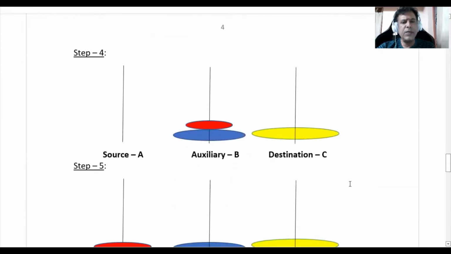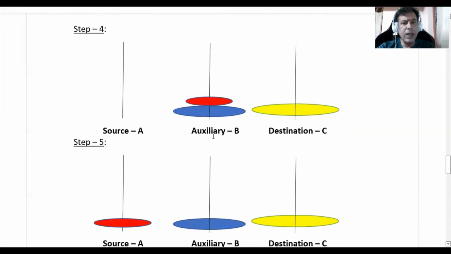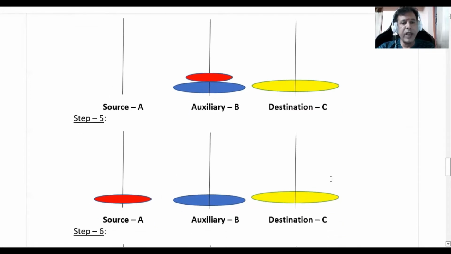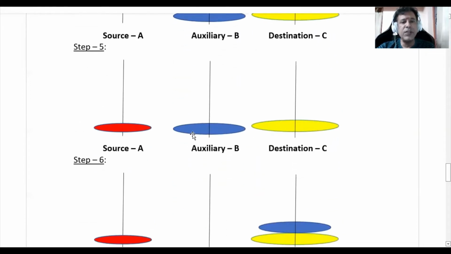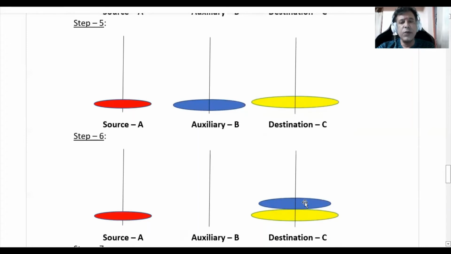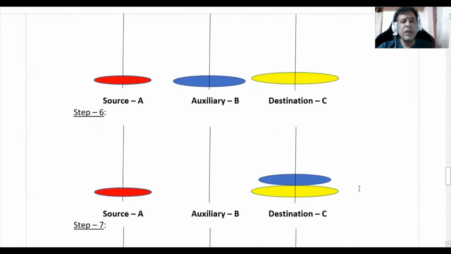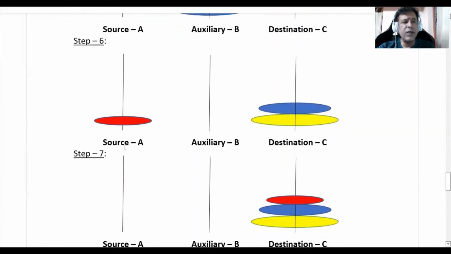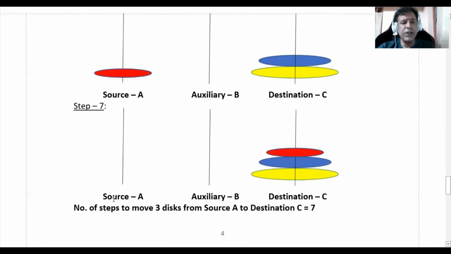Then subsequently, I can take this red disk to source A again, because I need to have this blue disk on top of the yellow disk. For that reason, I'm shifting this red disk to source A in step 5. Now, I can shift this blue disk to destination C, which will come on top of the yellow disk. Finally, in step 7, I will bring this red disk to destination C. That means if there are 3 disks, it is going to involve 7 steps.